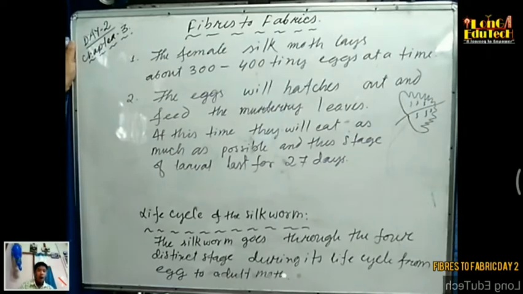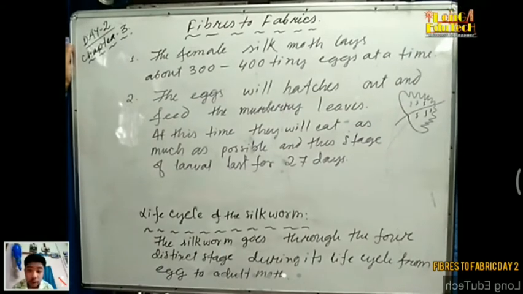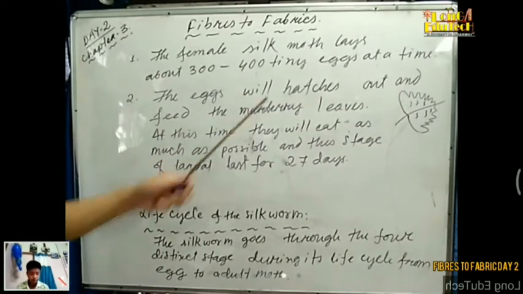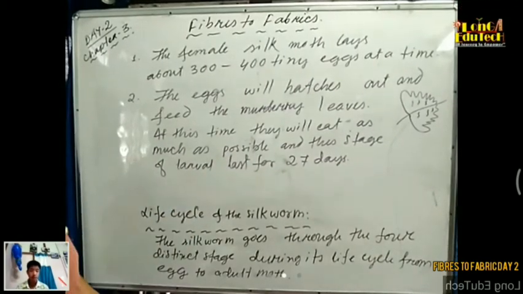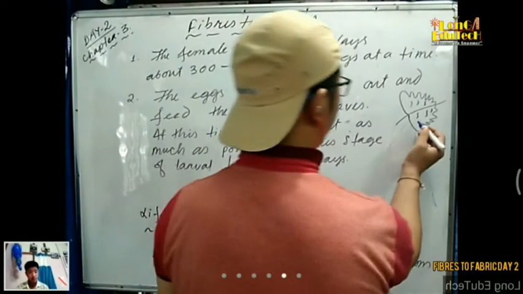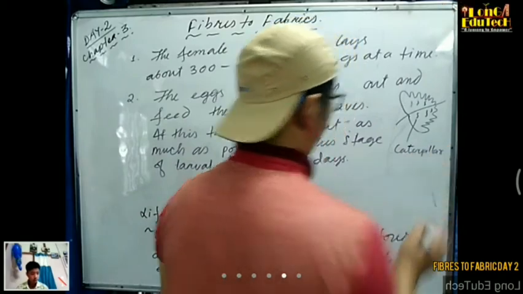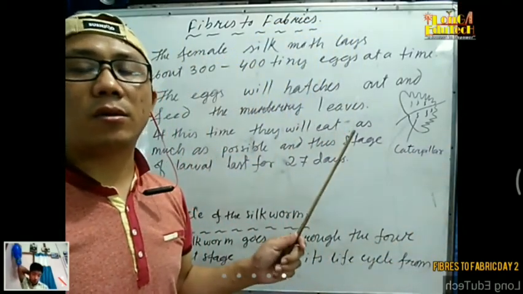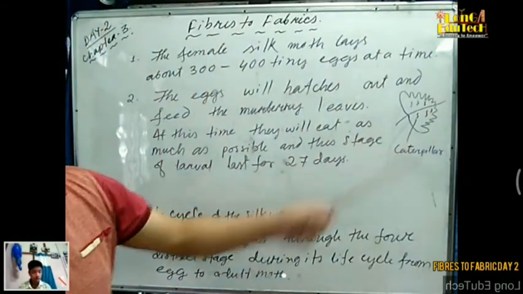This larval stage lasts more than 27 days. This is the second stage. You must know that when these eggs hatch, they come out and feed on the mulberry leaves. At this time we call it the caterpillar. It comes out as a caterpillar, and this stage is also called the larval stage. Don't get confused. This stage is also called the larval stage, and it comes out as a caterpillar.